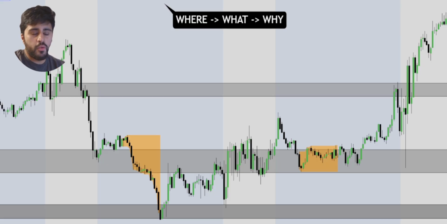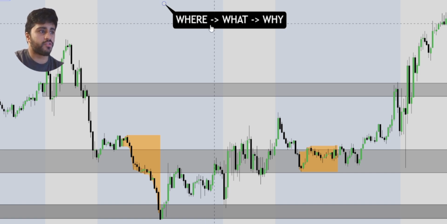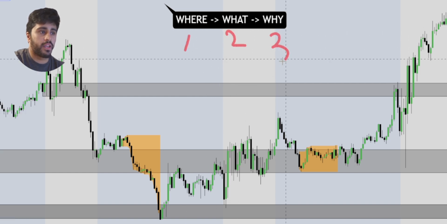So most traders don't lose because they have bad psychology or they don't know how to trade, right? Most of the losses that you face come down to not having a framework, right? So the framework that I use in my trading is the simple 3-step model. You need to know where to trade from, what to look for, and why you are looking for it.